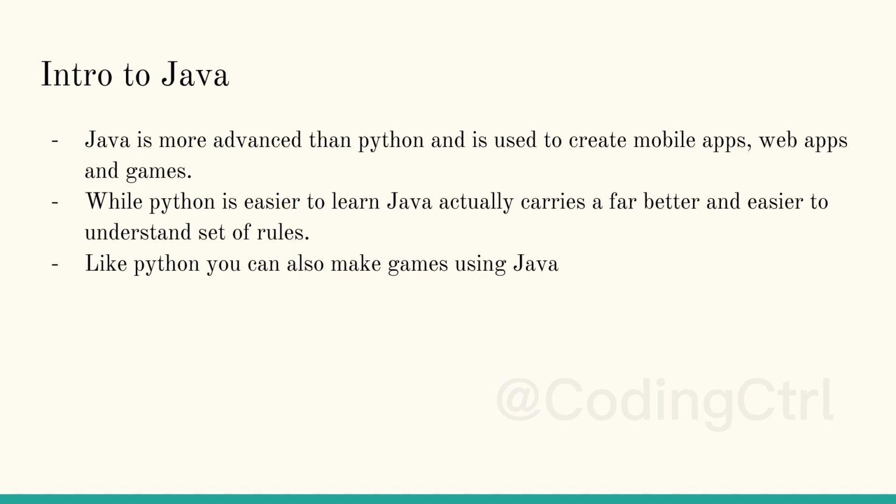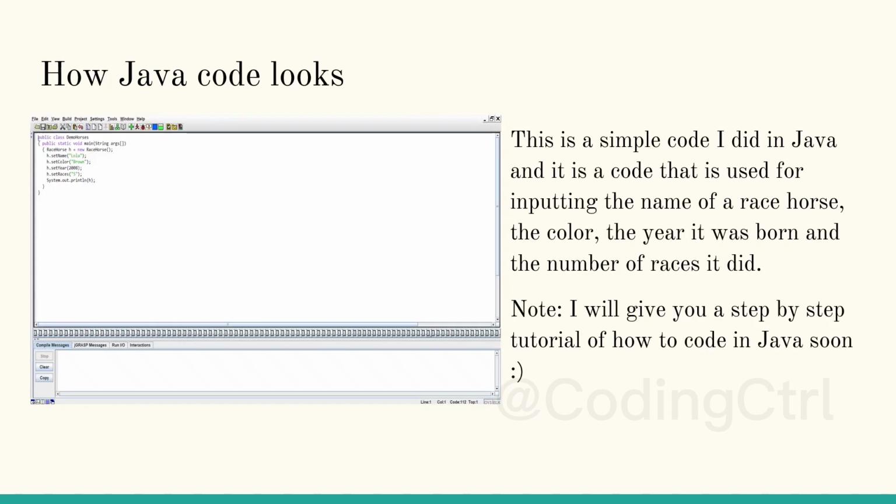In the next slide, I'm going to show you a small snippet of how a Java code looks. So let's continue. In this example, I decided to share a simple code on how I use Java to input the name of a racehorse, the color, the year it was born, and the number of races it took part in. After inputting the information, you would have to run it, and then it'll pop up right here at the bottom, and it'll basically share all the information that you inputted.